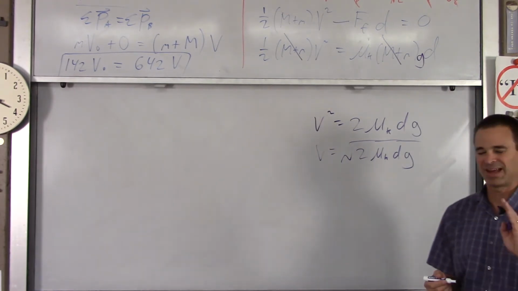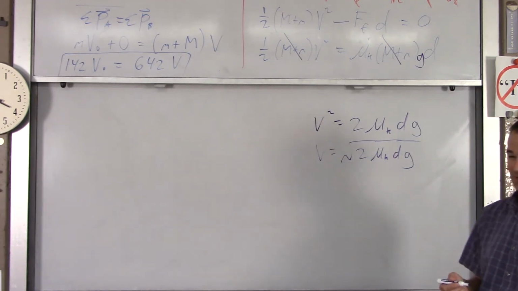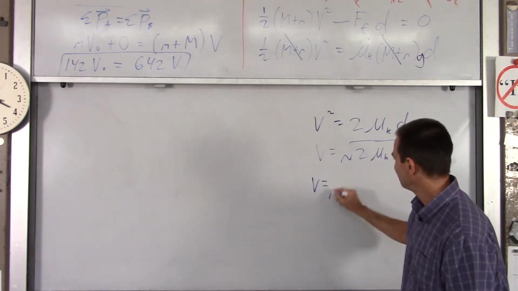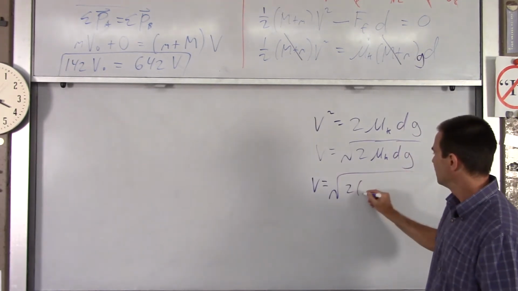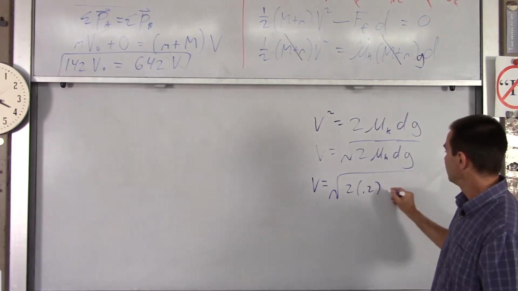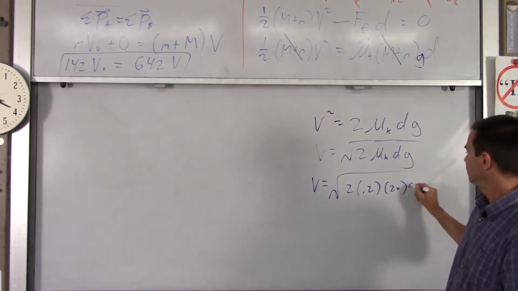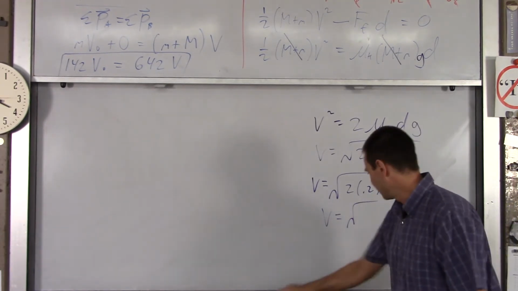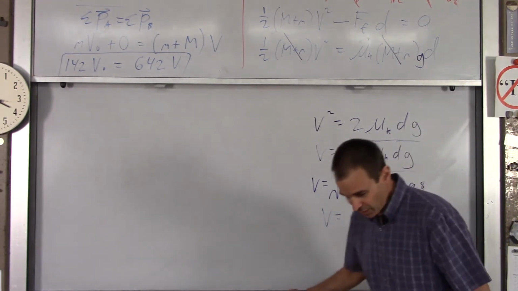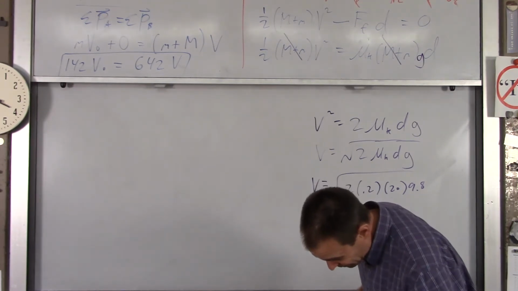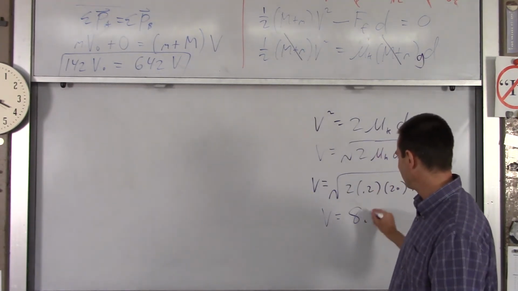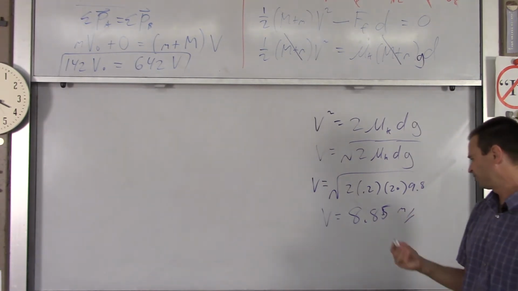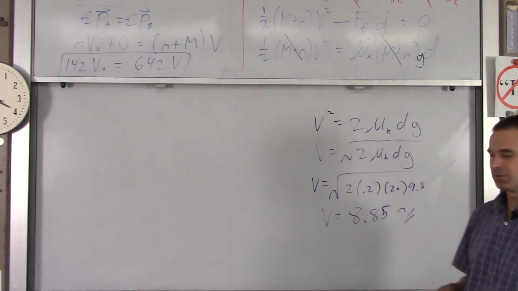Some of you guys were just absolutely going crazy, weren't you? Because you saw I messed that up, but I caught my error. All right, so V equals the square root of 2. Mu is 0.2. D was 20, and g is 9.8. And I got a number. When I plugged those numbers into my calculator, I got like 8.85 meters per second, which is, I don't know, just under 20 miles an hour or so.